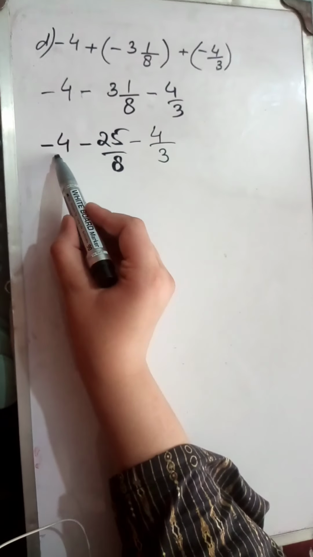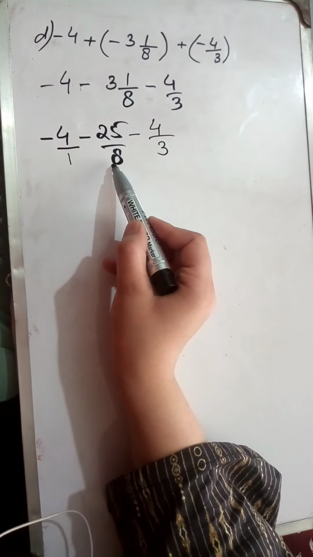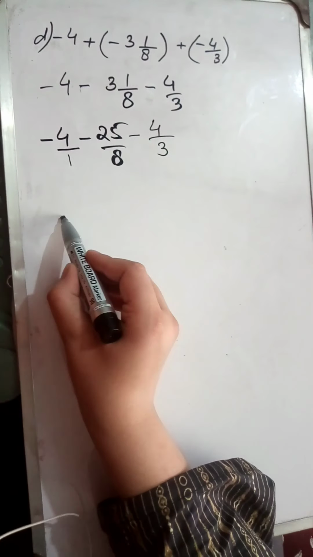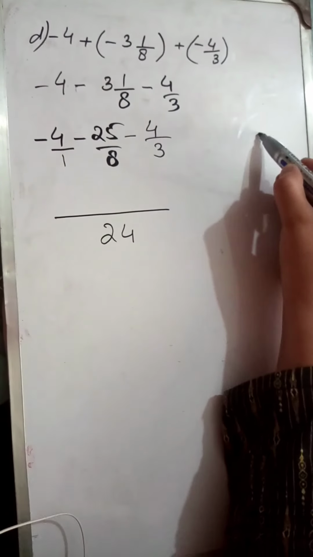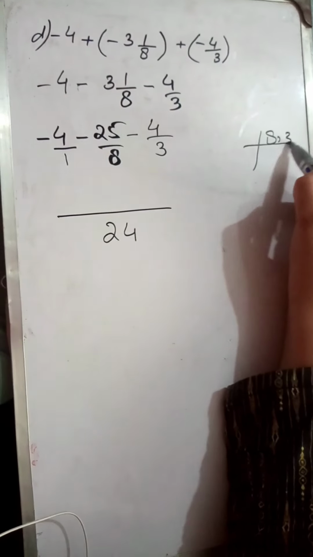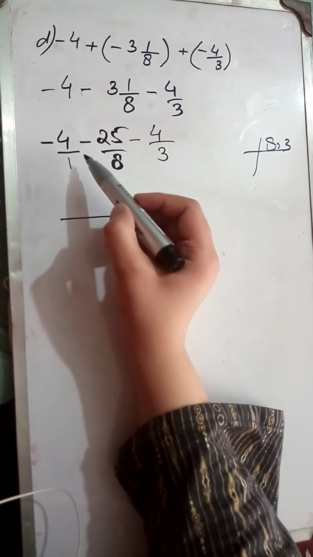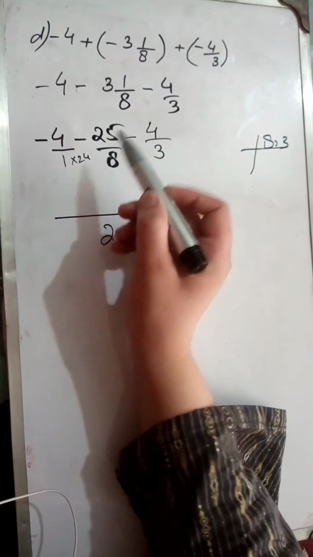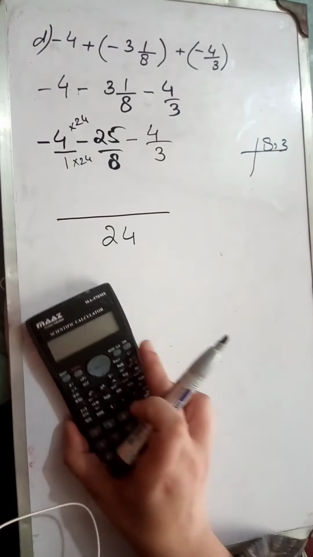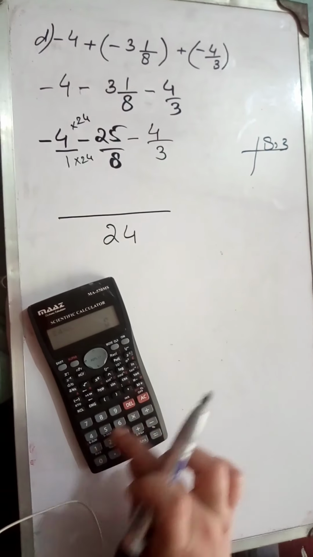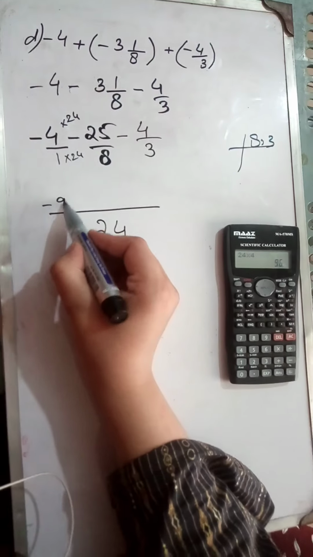When there is no denominator, there is a number 1. We take the LCM of 3, 8 and 1. The LCM of 3, 8, 1 is 24. You can write this LCM by doing like this. 1 24s are 24, so multiply 24 with the denominator as well as with the numerator of that fraction. Now 24 multiplied by 4, we get answer 96. Minus 96.